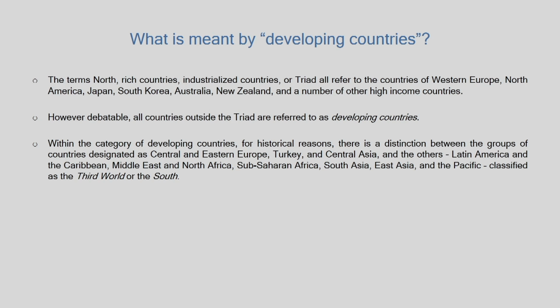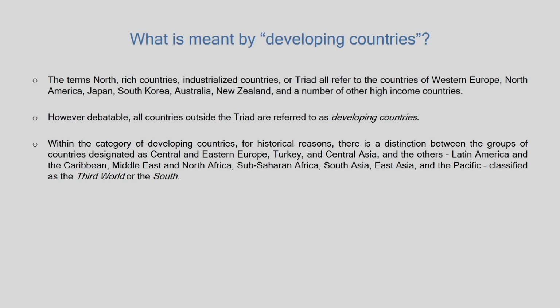It is very important that we define developing countries. The terms North, rich countries, industrialized countries or triad all refer to the countries of Western Europe, North America, Japan, South Korea, Australia, New Zealand and a number of other high income countries. However debatable it may seem to group such diverse countries such as Thailand, Haiti, Brazil, Nigeria, Niger, Russia or Bangladesh into one category, the terminologies found in the statistics provided by the World Bank and the IMF as well as the OECD, the UNDP and other UN agencies are the most widely used.